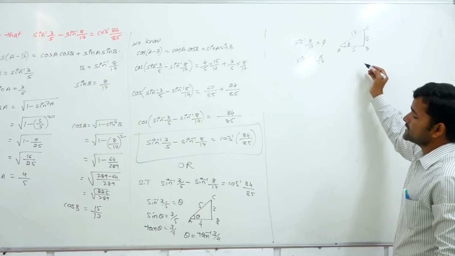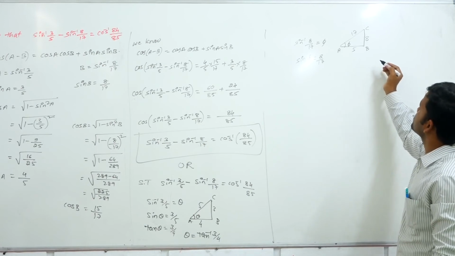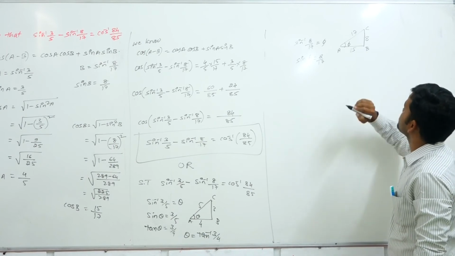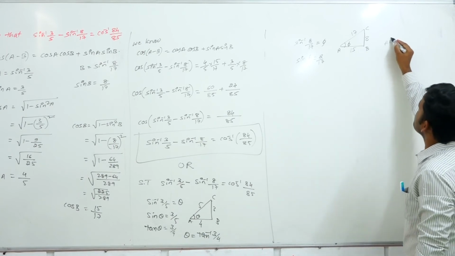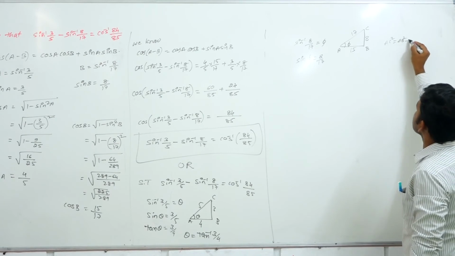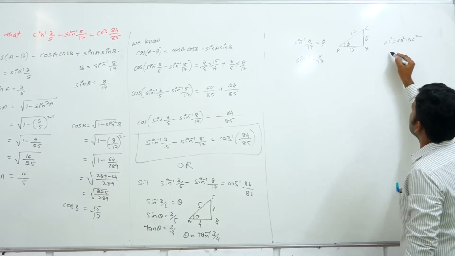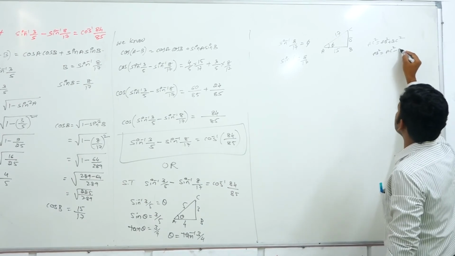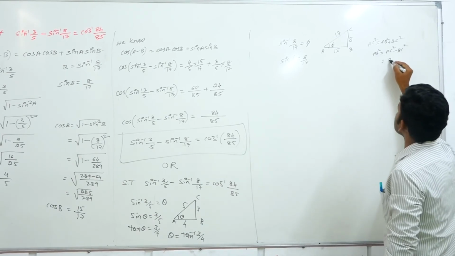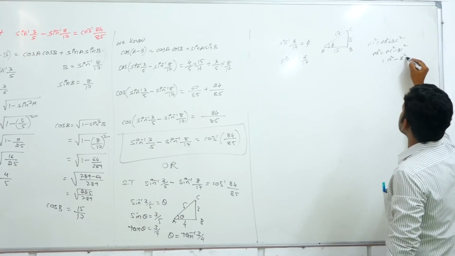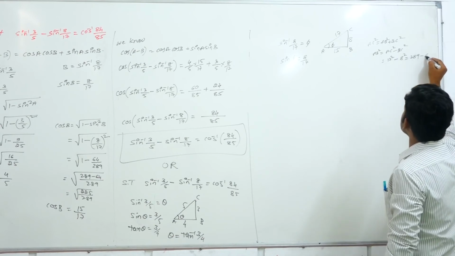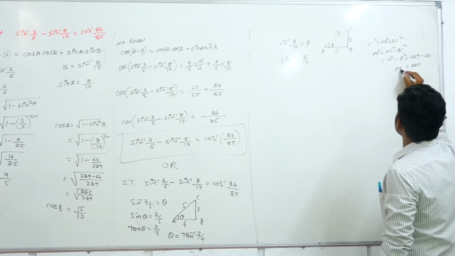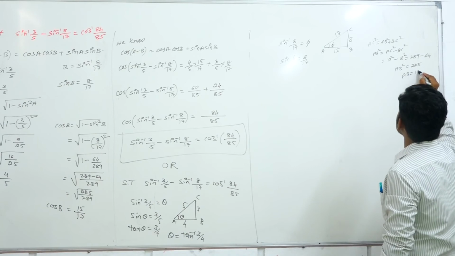8 by 17, 5. Is it 5? No, it is not 5. It is 15. How? AC square is equal to AB square plus BC square. I have AB square is equal to AC square minus BC square. AC square 17 square minus 8 square, 289 minus 64 is 225. AB square is equal to 225, so AB is equal to 15.